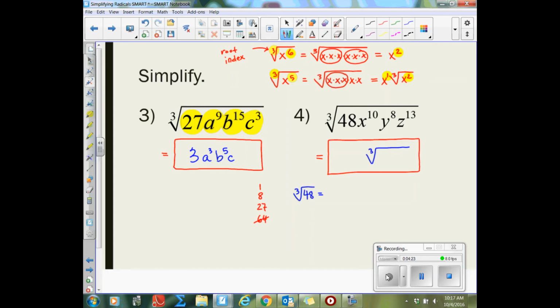So what I want to recognize is that 48 is 8 times 6. Let me say that a better way. What I want to realize is that 8, which is a perfect cube, happens to be a factor of 48. And that way, the cube root of 48 is 2 cube root of 6. So that would be 2 cube root of 6 in my answer, but there will be other things.